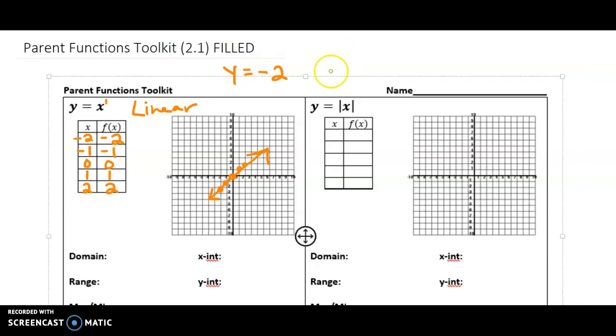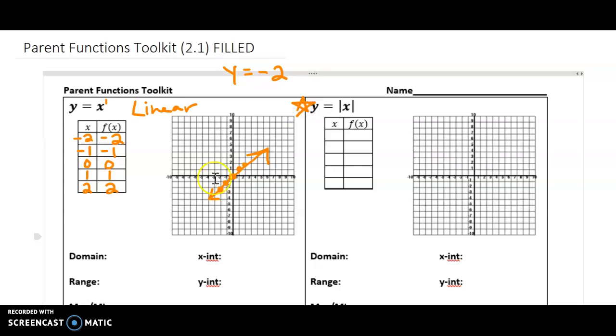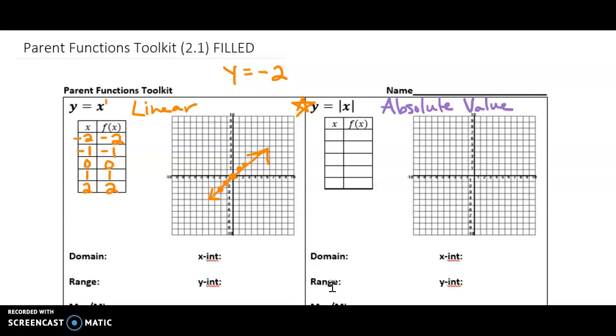And so if we look on this graph over on the right, you should 100% be able to tell me what type of function this is, and I don't want to give it away. Yes, it's our absolute value graph. We talked about it at the end of last unit. We actually went ahead and graphed it as well. And so I'm going to go through this one a little bit more quickly as well.